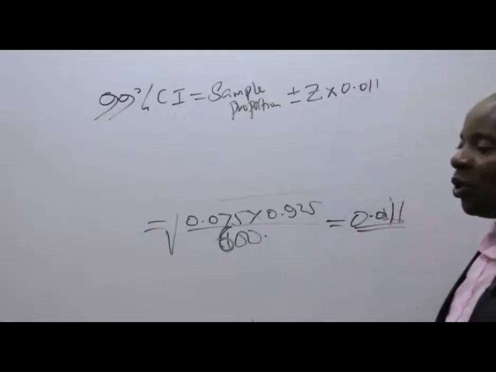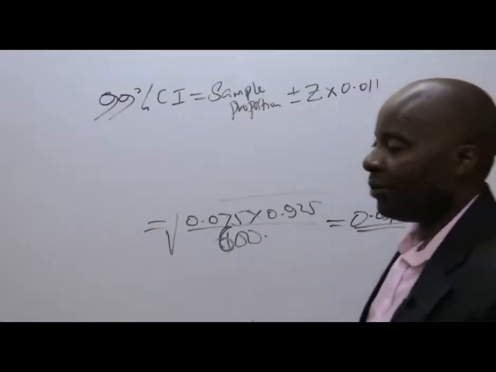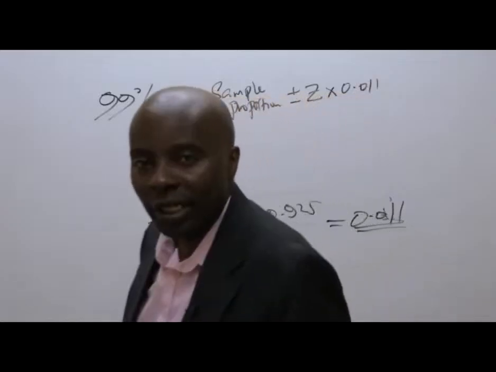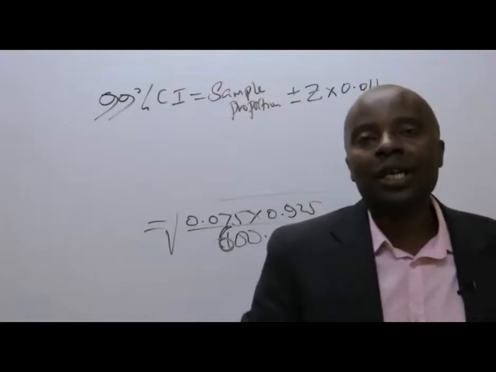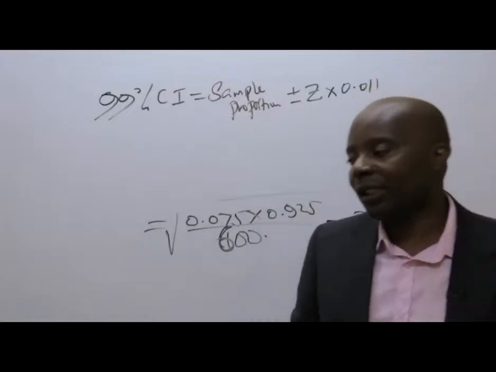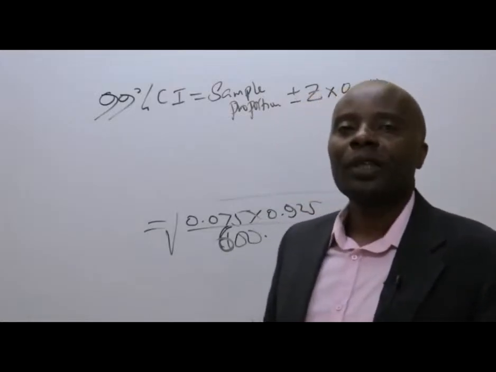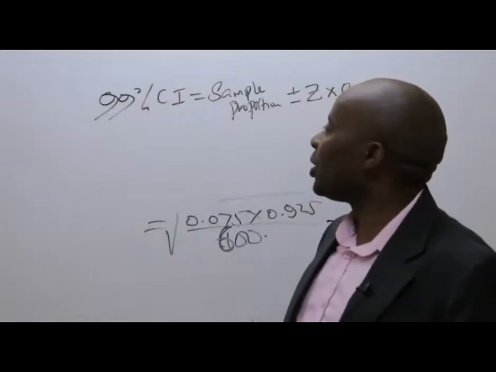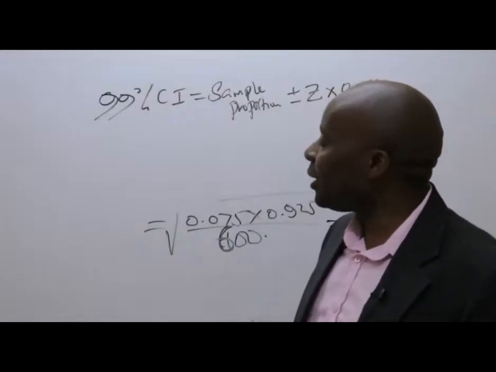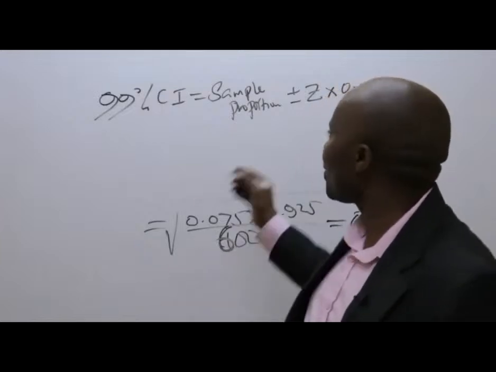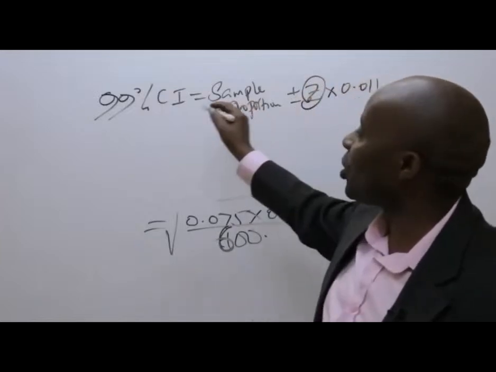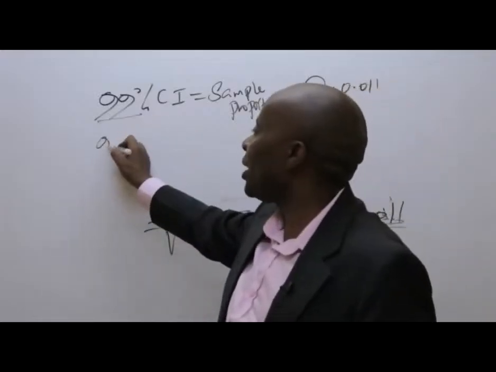Of course, here we are looking for Z because we are still tackling large samples. Our N is a whole 600, which is more than 30. So then, ladies and gentlemen, having realized that indeed we want to work with the Z-score, please take this 99%.